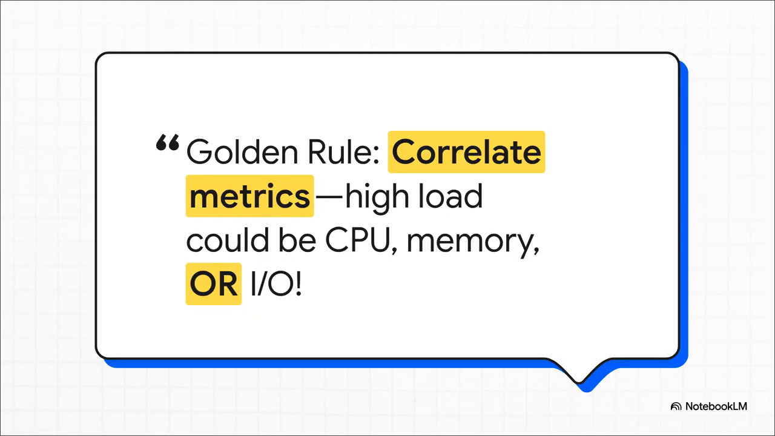And all of this brings us to the single most important takeaway of the day, the golden rule. You have to correlate your metrics. A high load average doesn't automatically mean it's a CPU problem. It could just be a bunch of processes waiting on a slow disk. You always have to look at the complete picture before you jump to a conclusion. So next time your server slows down, which will you investigate first? The obvious suspect or the hidden clue?